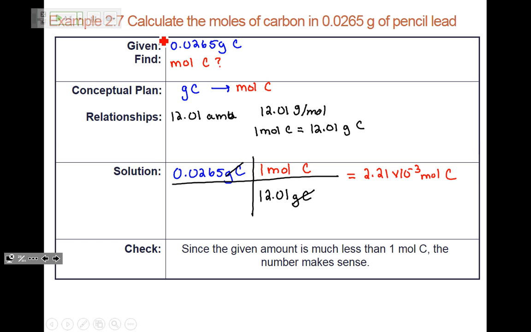We were given 3 significant figures in our math originally, so our final answer in moles should have 3 significant figures. This makes sense. It's a small number because, remember, 1 mole of carbon equals 12.01 grams, and we have less than 12.01 grams. So it makes sense that we have less than 1 mole. So we can use that understanding when we're working on this one.